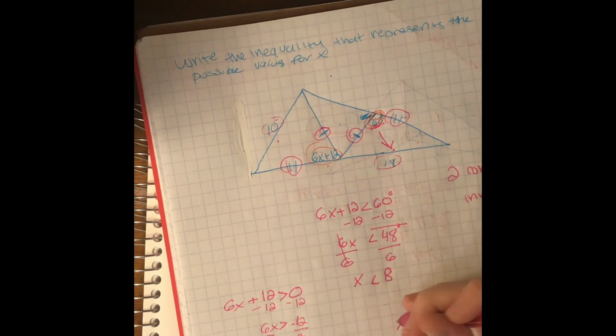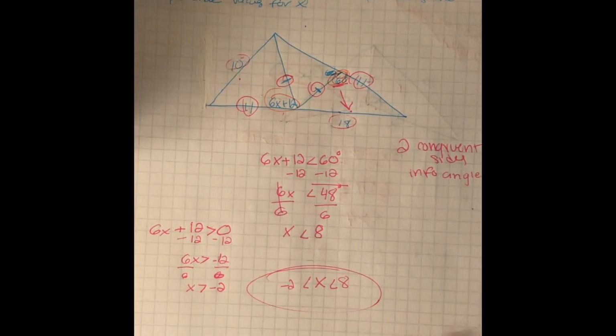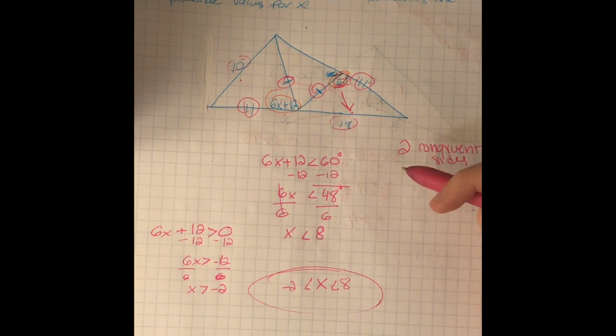So far we have our x, and it's bigger than negative 2, but it's smaller than 8. So this is going to be our problem, or our set of inequalities that represent the possible values for x.